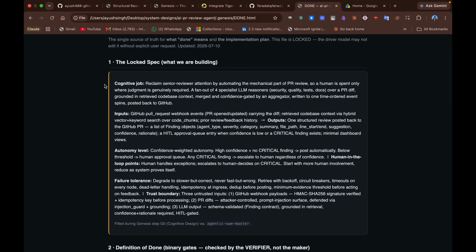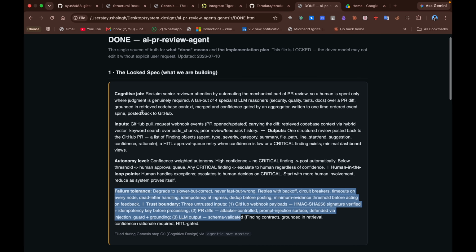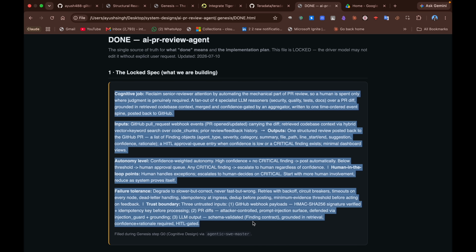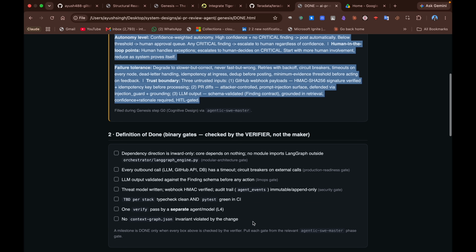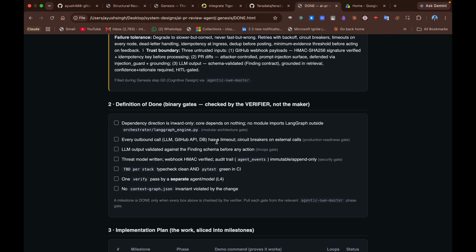So this is a locked spec. What is the cognitive job? What is the input? What is the autonomy level? How are you going to tolerate failure? This is what we are building in general. Then, what is the dependency direction? Every outbound call has a timeout. LLM output is validated. Threat model written. One verify passed by a separate agent for every milestone, and every invariant should hold.